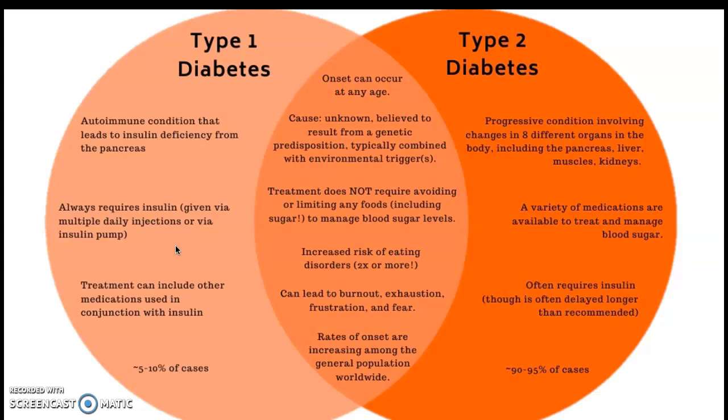And then this is just a chart showing type 1 diabetes and type 2. And you can see a few of the differences and then some of the same things that they have.